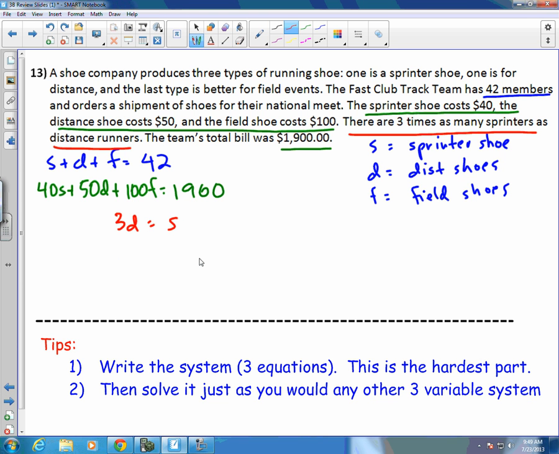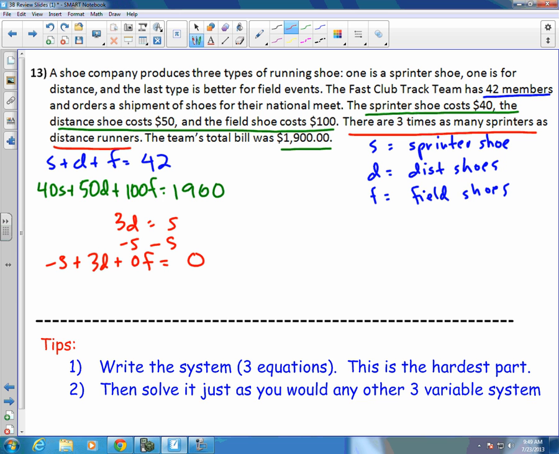So for that last equation, I want to make it look like the other ones, so I have to have a constant on the other side. In this case, the constant is simply going to be 0. So in this particular equation, it's going to be negative S plus 3D plus 0F equals 0. No field runners in that particular equation.